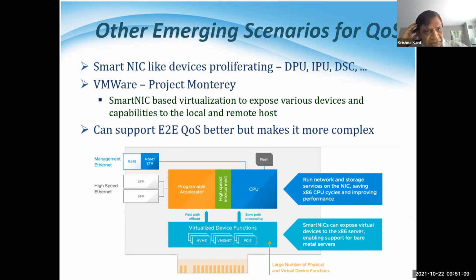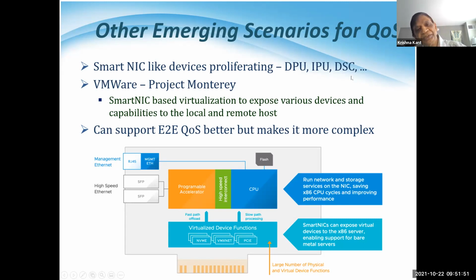So I had mentioned this smart NIC, and they're becoming very popular. Now, the companies are going way beyond the traditional notion of smart NICs. And there are all kinds of acronyms floating around that you will see. DPU, Data Processing Unit, this is NVIDIA's term. IPU, Infrastructure Processing Unit, that's Intel's term. DSC, this is another company, actually, I can't pronounce the name.